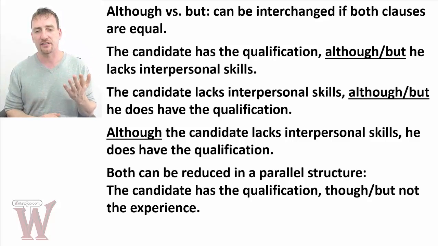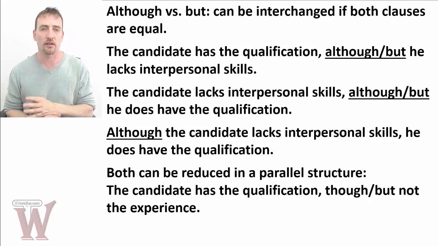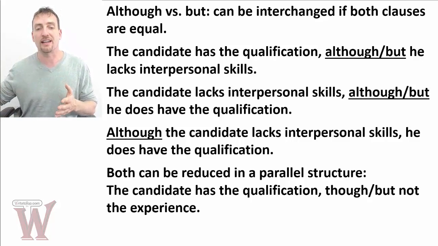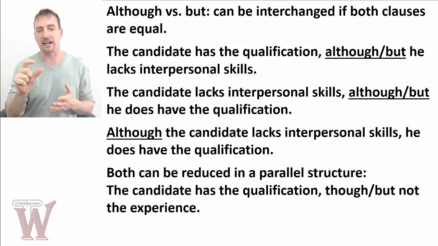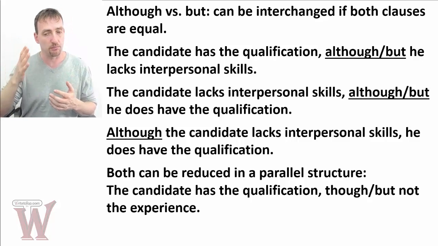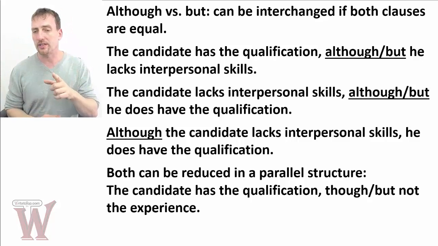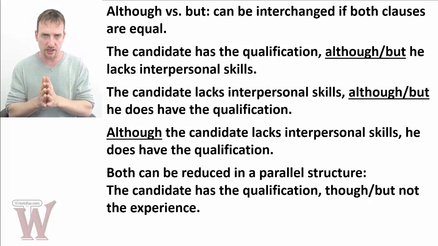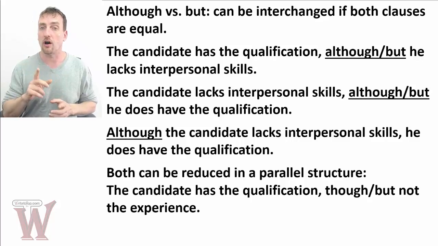The candidate has the qualification, though not the experience, but not the experience. But he does not have the experience, though he does not have the experience. Because I have the same subject and verb, I can reduce, I can take them out with though and but. Notice I don't use although. If I'm going to use a parallel reduction, I'm going to use though, not although.